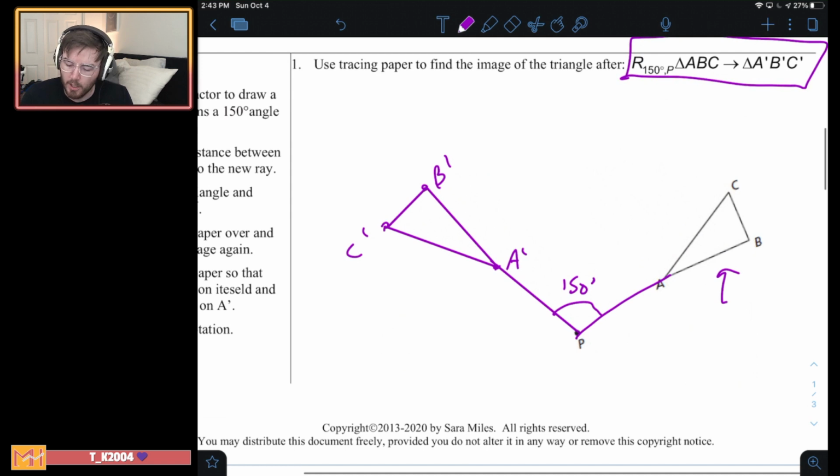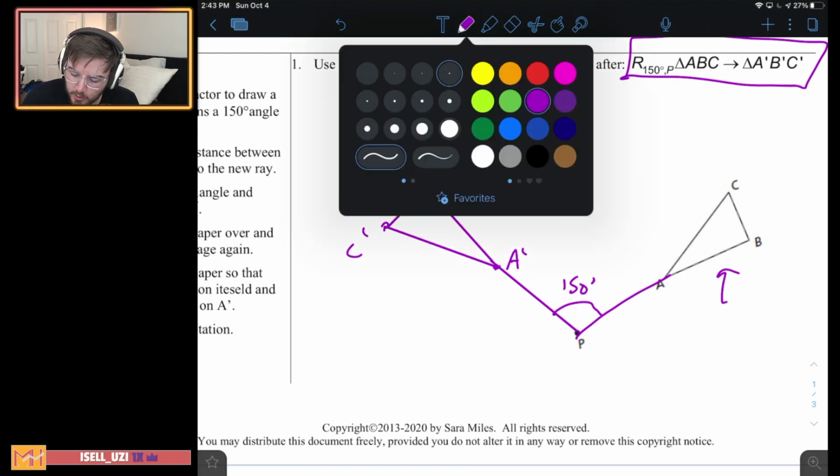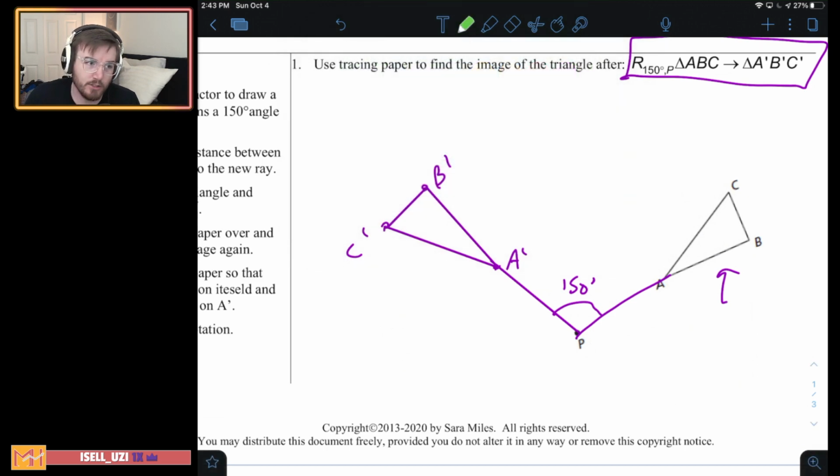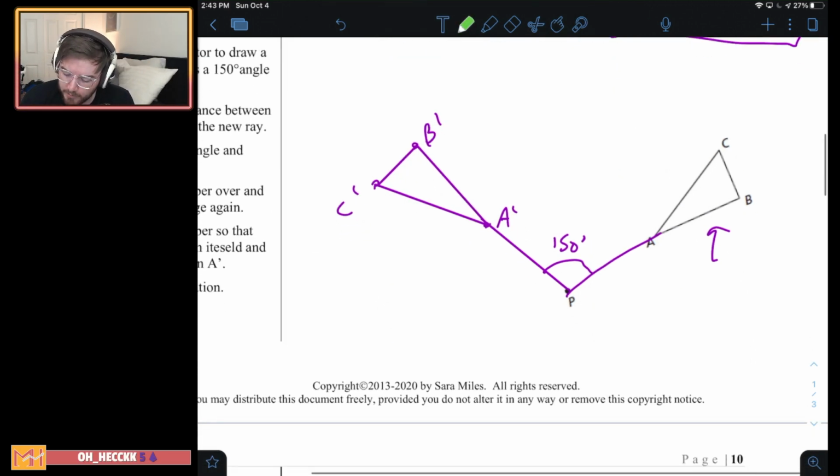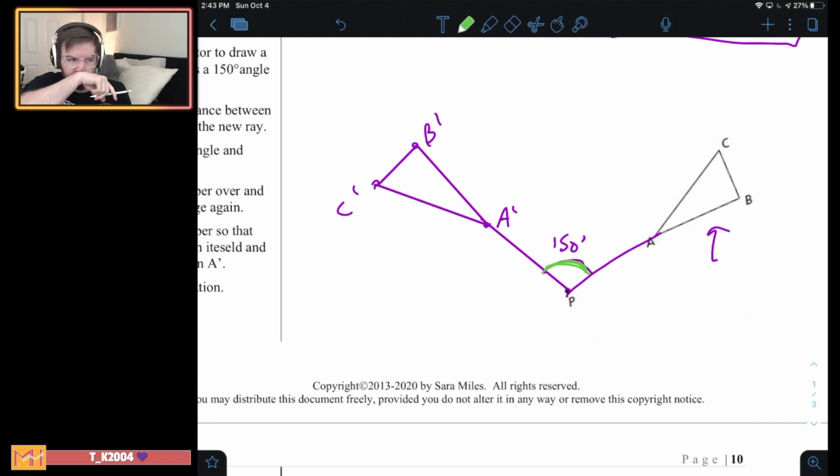Okay, so we'd be able to do it pretty fun with some tracing paper, but that's just not going to happen. So I'm kind of simulating it there for you. Okay, so when we're talking about the angle measure, we're talking about this, because this is the starting position, this is the ending position, and the difference between the two is what we care about. That's the angle measure.